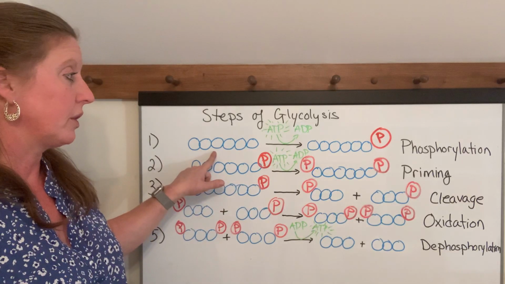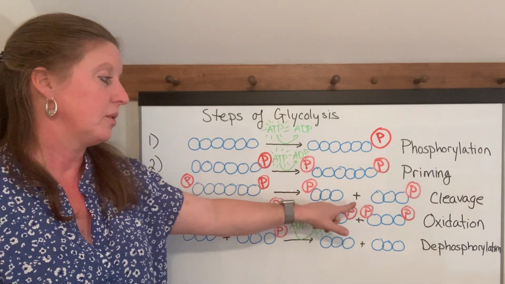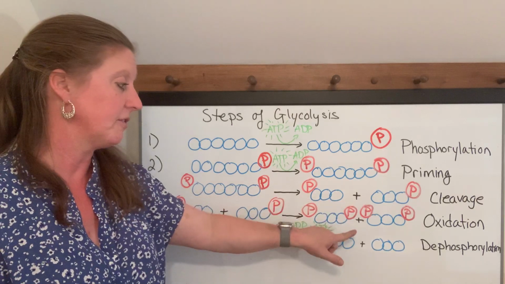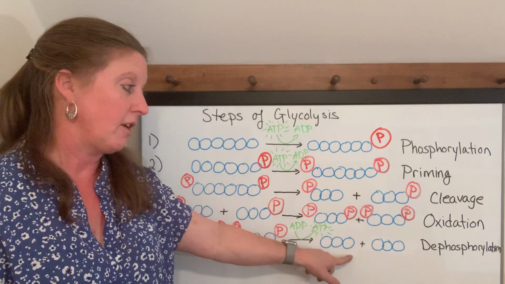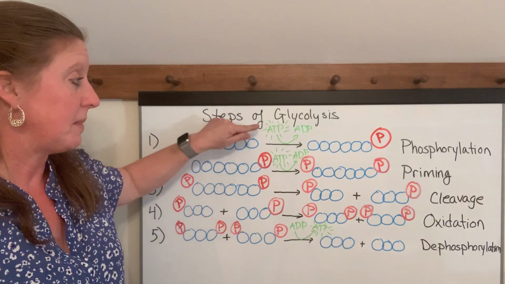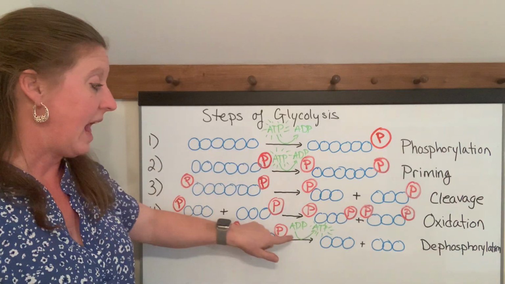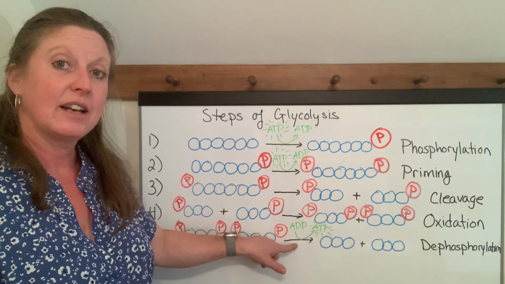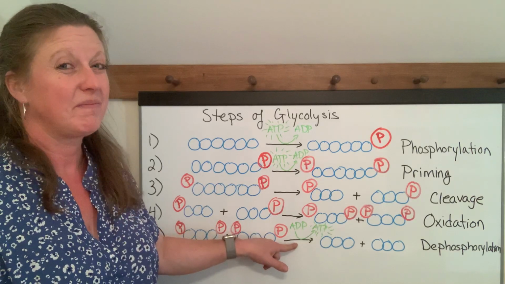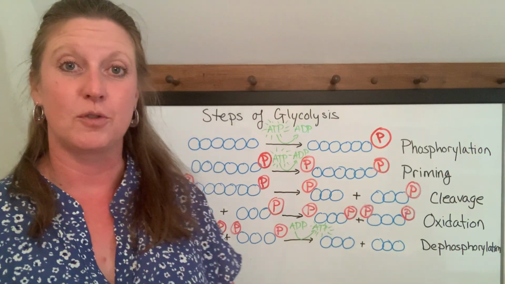So we start with glucose, we add a phosphate, we add another phosphate, we split that molecule in half, we add phosphates to either end, and then we take them off. In the process, we have spent 2 ATP molecules, and we have formed 4 ATP molecules, giving us a net of 2 ATP molecules. It's not a whole lot, but it is an essential first step in the process of forming ATP.